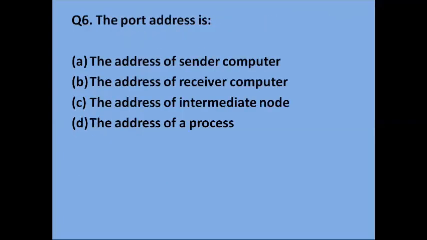Now another question is the port addresses. Here we have four options: the address of sender computer, the address of receiver computer, the address of intermediate node, and the address of process. So the correct answer is D, the address of a process. The port address is the address of a process.